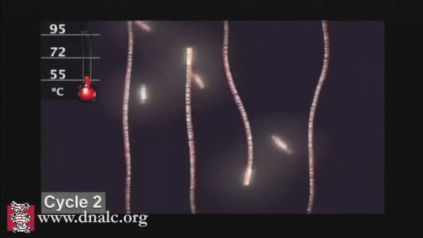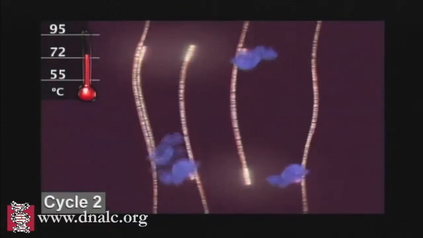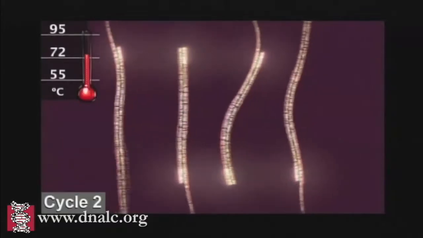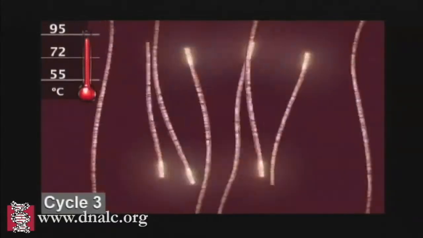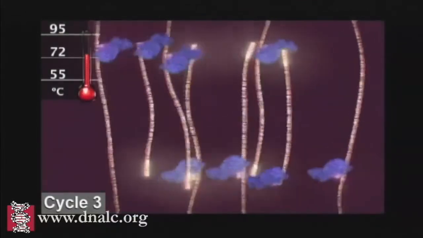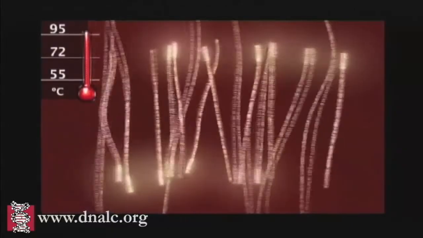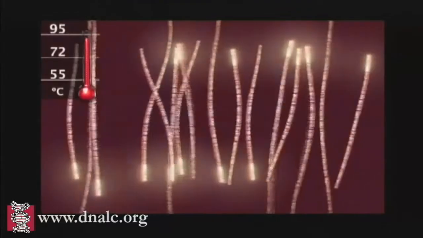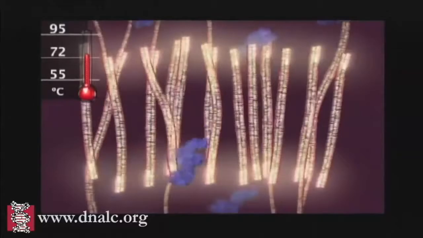In subsequent cycles, the process of denaturing, annealing, and extending are repeated to make additional DNA copies. After 3 cycles, the target sequence defined by the primers begins to accumulate. After 30 cycles, as many as 1 billion copies of the target sequence are produced from a single starting molecule.